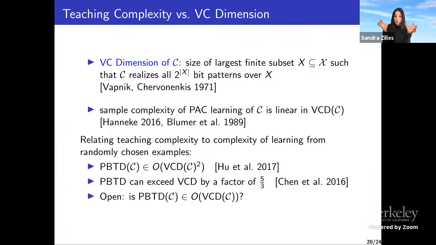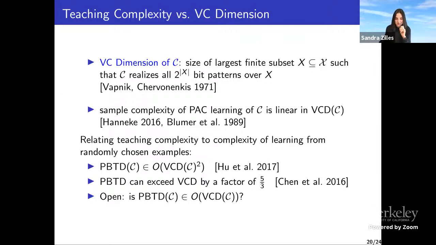Now, we've been asking ourselves, can we relate the teaching complexity to the complexity of learning from randomly chosen examples? So can we relate our parameters to the VC dimension? It was proven four years ago that the preference-based teaching dimension is upper bounded by a function that's quadratic in the VC dimension, but we don't know, can we get linear? We know it's not upper bounded by the VC dimension itself, because preference-based teaching dimension can exceed VC dimension by a factor of at least 5/3.